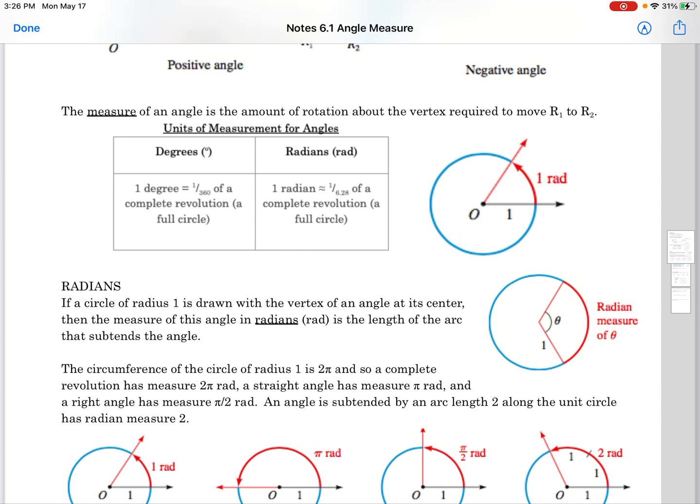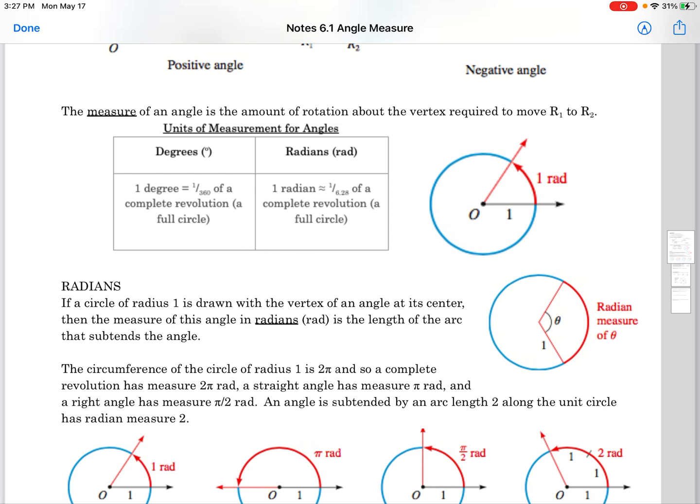Radian, on the other hand, is a new measurement. Think of it as saying feet versus meters, right? Or yards versus meters. It's just a different measurement. So radian's the other one, and 1 radian is actually a little more than 1/6 of the way there. So there's a little more than 6 radians in an entire circle. Where radian comes from kind of looks just like the word radius, right? It has to do with our radius.